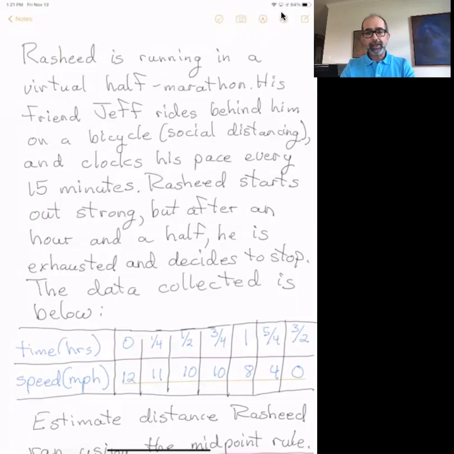The data collected is listed below. So I have this table here. I converted the time to hours already, so we don't have to worry about converting minutes to hours, although there might be a problem in which that is the case. The speed is in miles per hour rather than in units per minute, so all the units are correct.